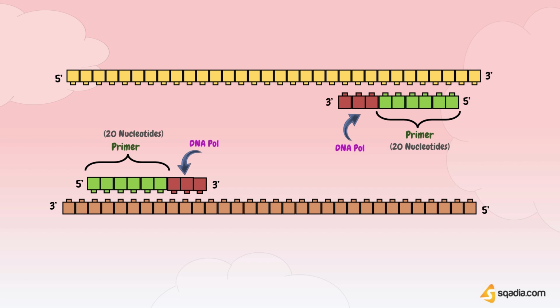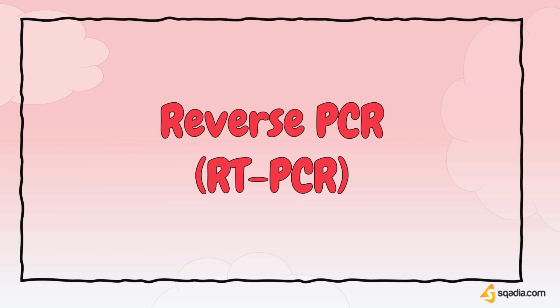The two primers used cover the target region of deoxyribonucleic acid to be amplified and bind to the opposite edges of the template strand. After binding of primers, the region between them gets copied by the deoxyribonucleic acid polymerase. Now moving towards our topic, and that is reverse transcriptase polymerase chain reaction.